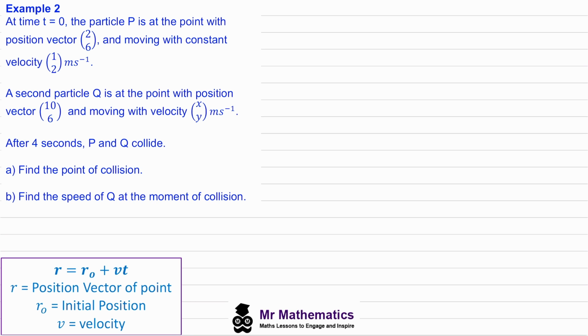So if we begin by considering particle P, we've been given the initial position and its velocity and the time of 4 seconds. So from this, we can use this formula, which we found out in example 1, to find its position at 4 seconds. So r4 will be equal to the initial position, 2, 6, plus time, 4 seconds, multiplied by its velocity, 1, 2.